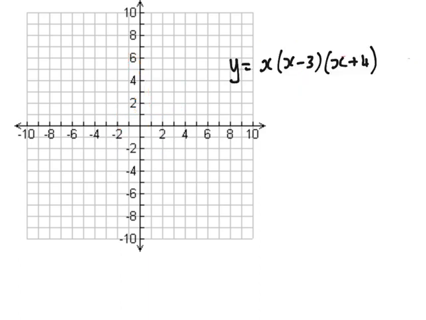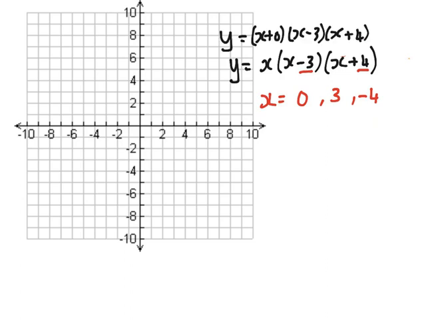So trying this one, see if you can work out the 3 roots. Remember, these are clues in the brackets. So x equals negative 4, 3, and also 0. And the 0 comes from the fact we could have written the equation as up the top there, x plus 0. Plot those 3 points in.